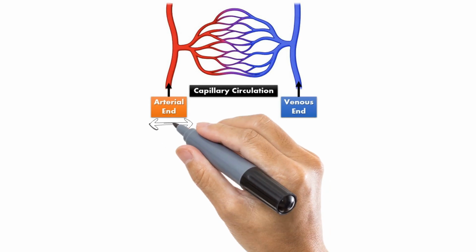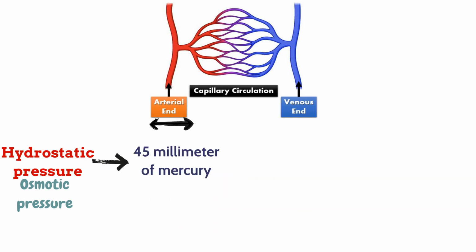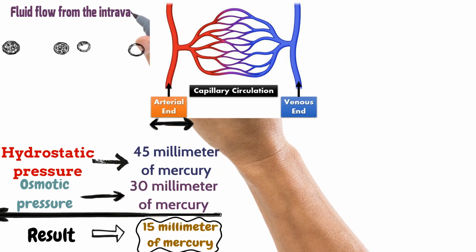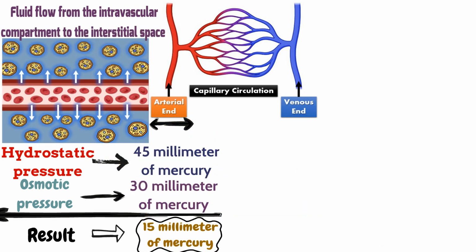At the arterial end of the capillary, hydrostatic and osmotic pressure are 45 mm of mercury and 30 mm of mercury respectively. So as a result, at the rate of 15 mm of mercury, the fluid flows from the intravascular to the interstitial compartment, which is a normal thing, right?